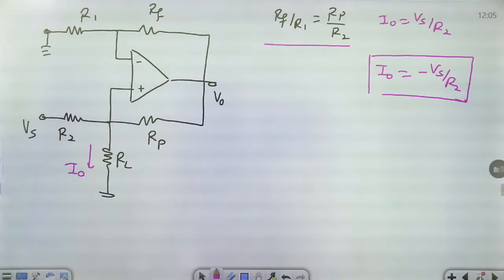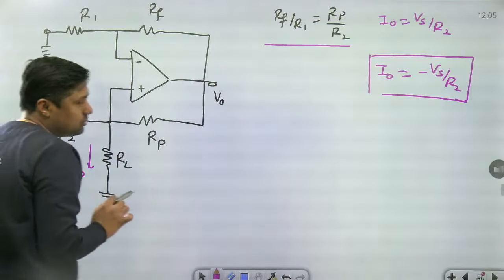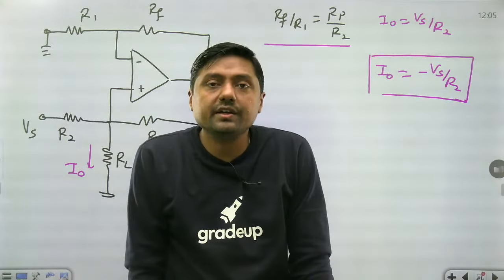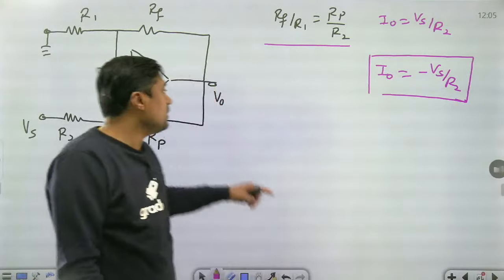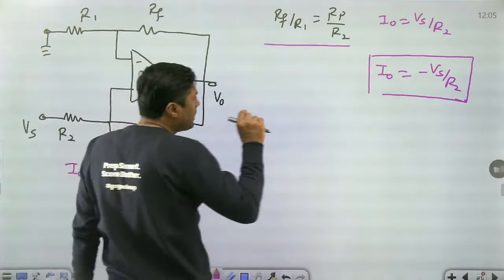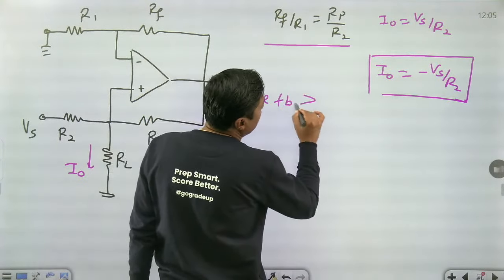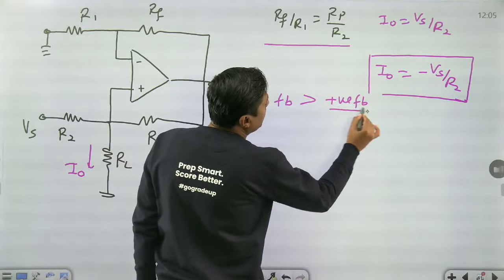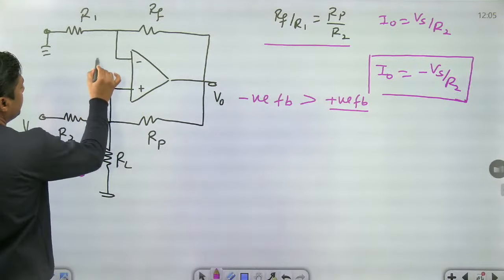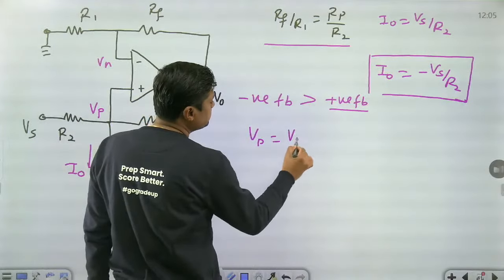Next one: if this ratio is not equal, Rf by R1 is not equal to Rp by R2, then we have to solve the question. Always remember, in this circuit we have two feedbacks, negative feedback and positive feedback, and the negative feedback is dominant. Negative feedback is always greater than positive feedback, and that's why the virtual short concept is valid. Then Vp is equal to Vn.